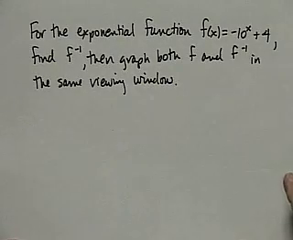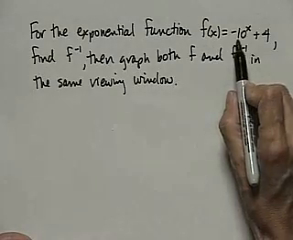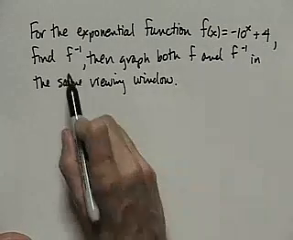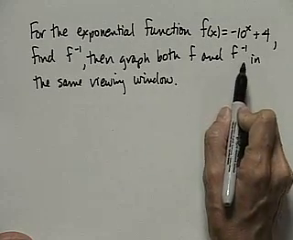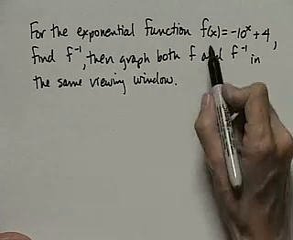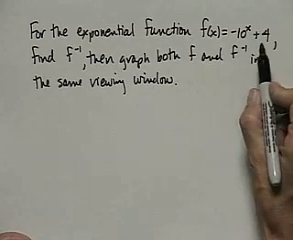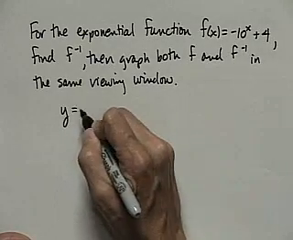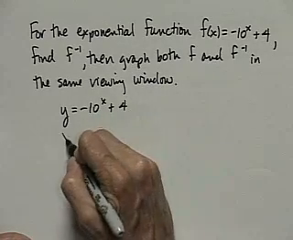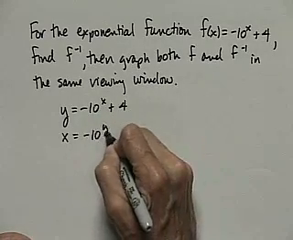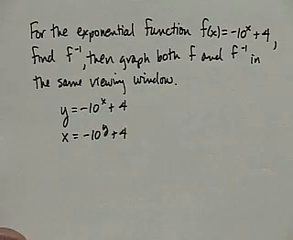Let's look at another example that has to do with connecting exponential functions and logarithmic functions. Here's what we want to do. For the exponential function f of x equals negative 10 to the x plus 4, we want to find f inverse, then graph both f and f inverse in the same viewing window. Well, as we began this lesson, let's start by putting in a y for f of x, then switching x and y, and now we've got to solve for y.